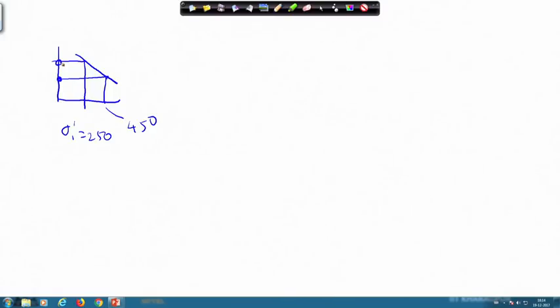So, your Cc will be equal to (e 1 minus e 2) divided by log (450 by 250). Okay. So, from here we will get Cc equal to 0.166.